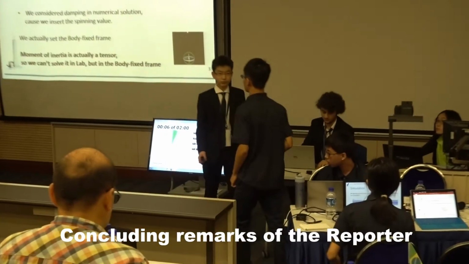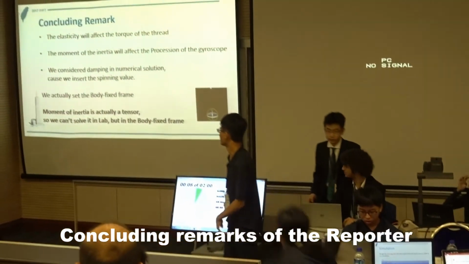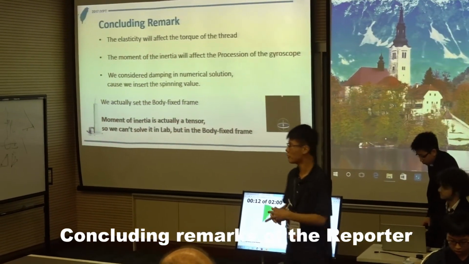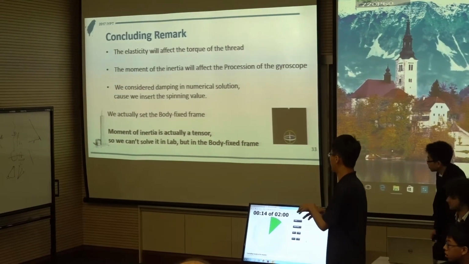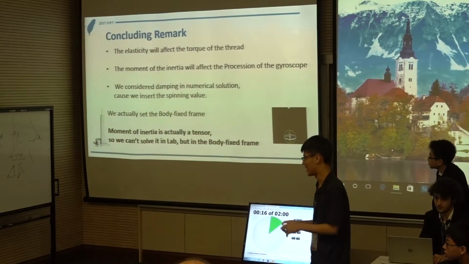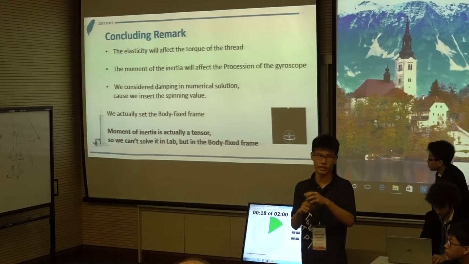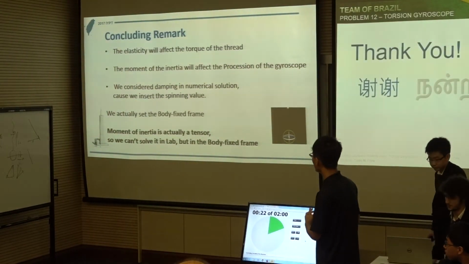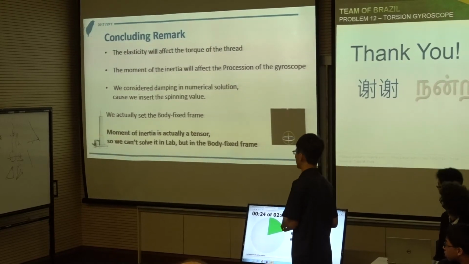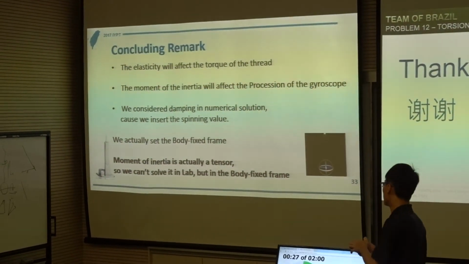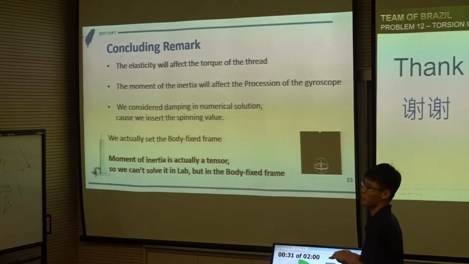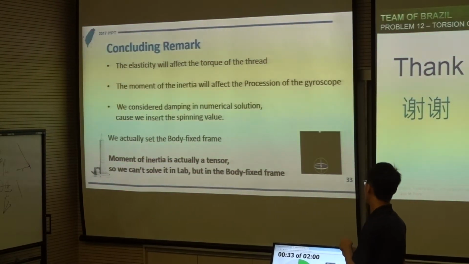Here we are going to give a concluding remark. The elasticity of a thread will affect the torque of the thread, of course, because the concept of elasticity is like storing a torque in the thread and producing a torque. And the moment of inertia will affect the precession of the gyroscope, of course. And when the moment of inertia becomes bigger, the precession will become less obvious.